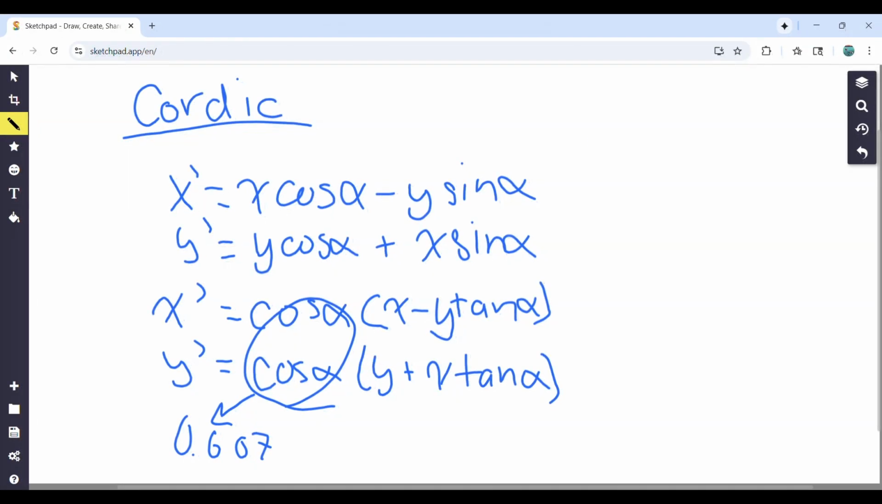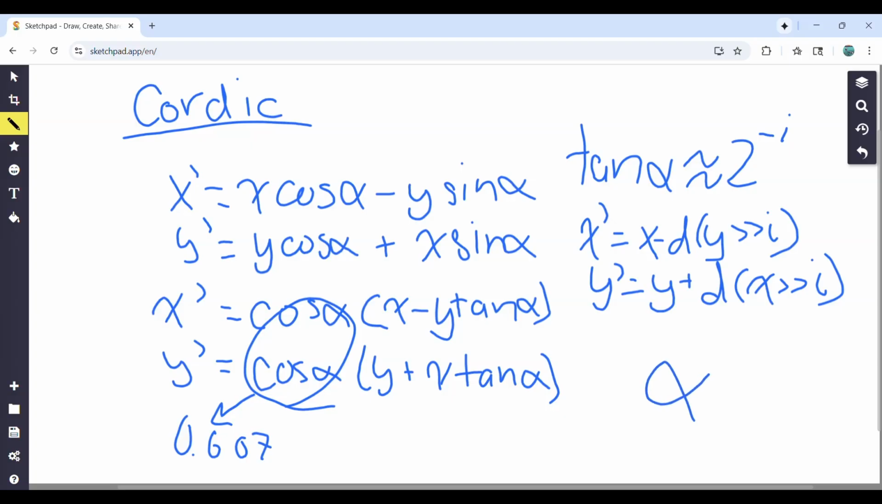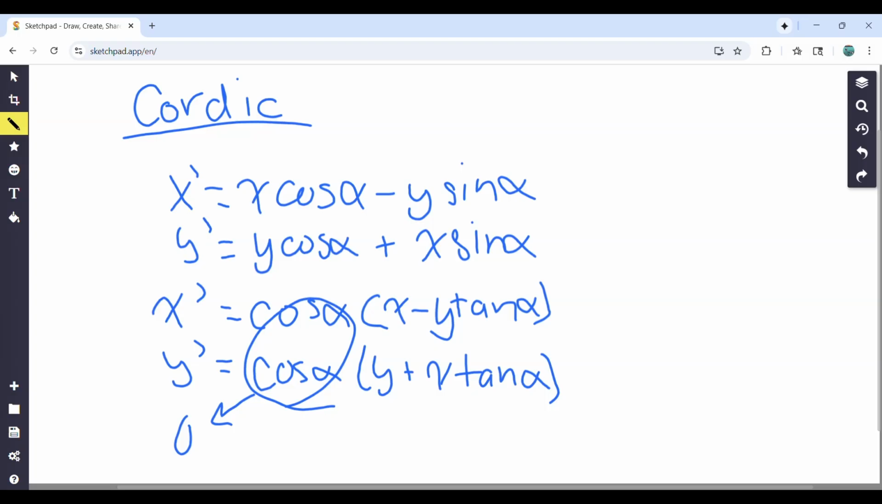Here's the trick that removes multiplication and division. For small angles, tan alpha is approximated by 2 to the negative i. That means that we can replace multiplication and division with simple bit shifts, aka x prime equals x minus d times y shifted by i, and y prime equals y plus d times x shifted by i. There's no multiplication, no division, just shifting bits.